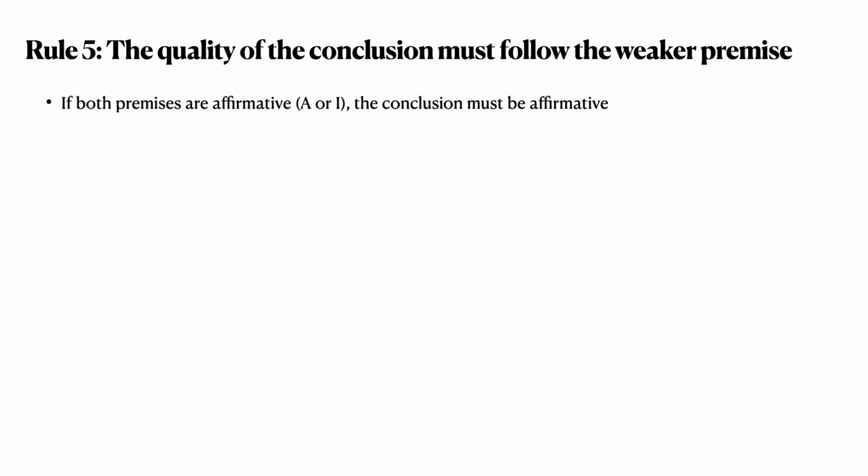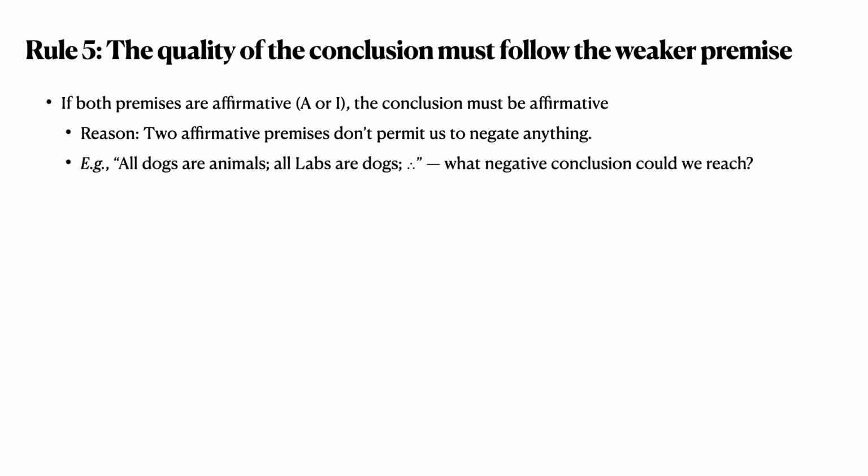If both premises are affirmative, right, the conclusion is going to have to be affirmative. And the reason is because two affirmative premises don't permit us to negate anything, right? If I say all dogs are animals, all labs are dogs, therefore, look, it's easy for me to come up with an affirmative conclusion, but what negative conclusion could I possibly reach based on these two affirmative premises? I can't come up with anything. An affirmative conclusion would be easy. I could say, well, in that case, all labs are animals. That's pretty obvious.